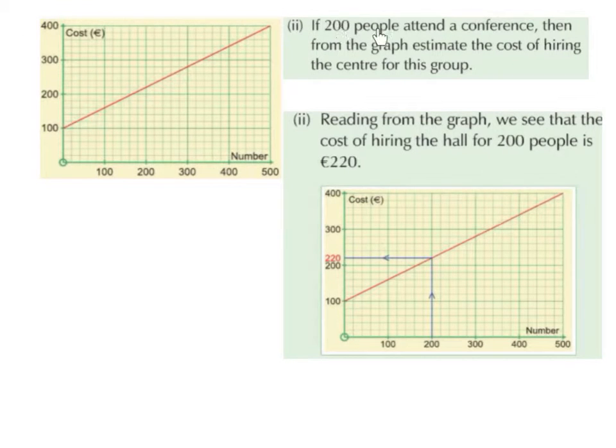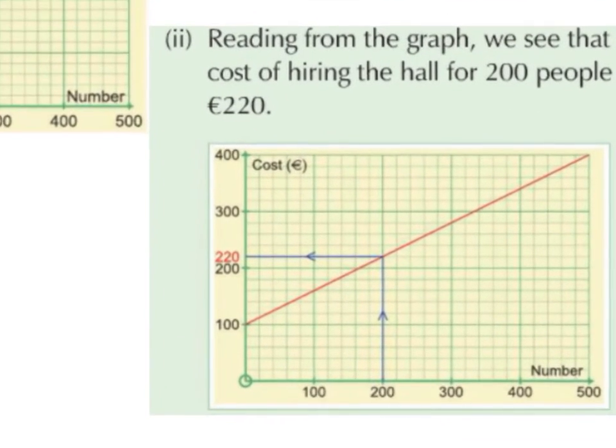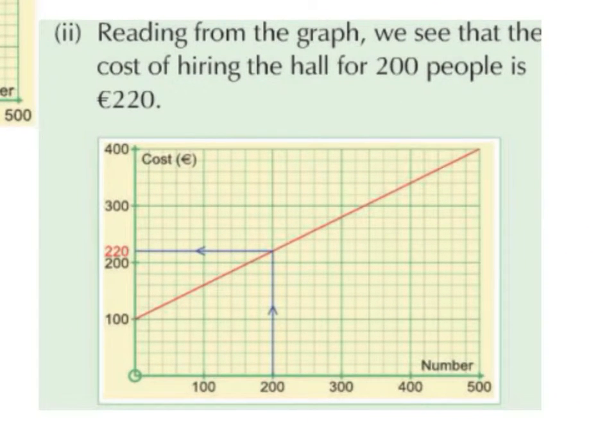Part 2. If 200 people attend a conference, then from the graph, estimate the cost of hiring the centre for this group. So we're trying to find the cost. So from the graph, or using the graph, means we have to draw on our graph. So what we do is we go to 200 on the number axis, which is the x-axis. And we draw a line up until we touch our graph, and then we draw a line across until we get to the y-axis.